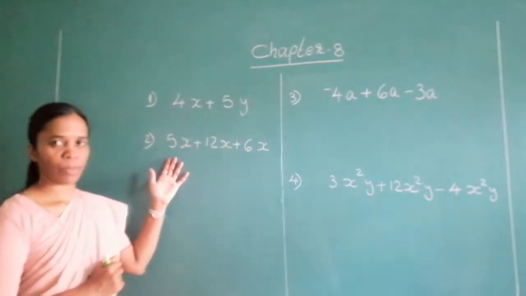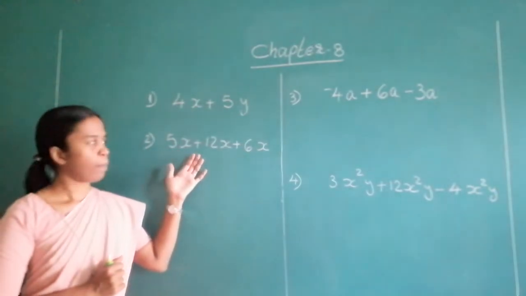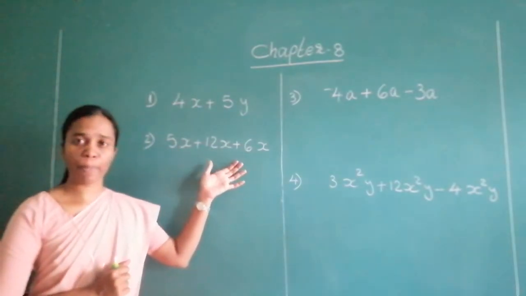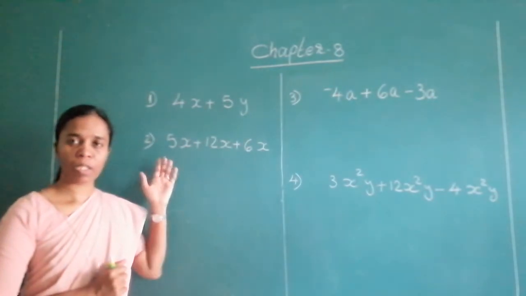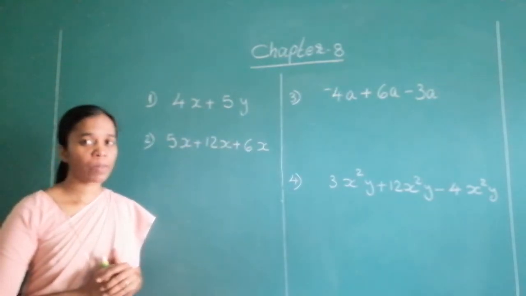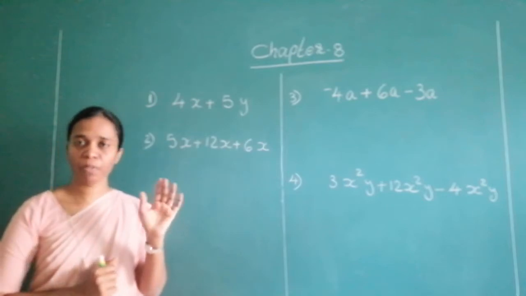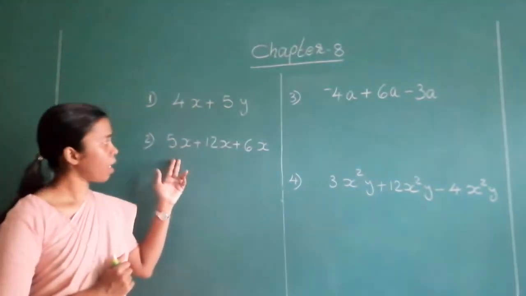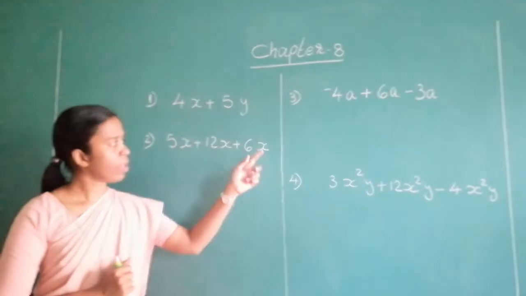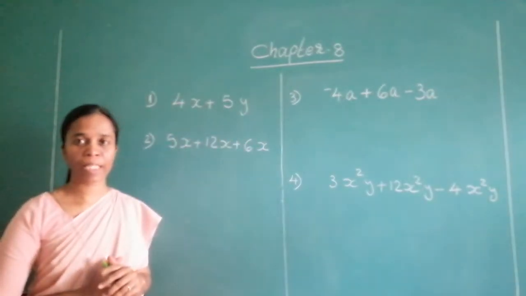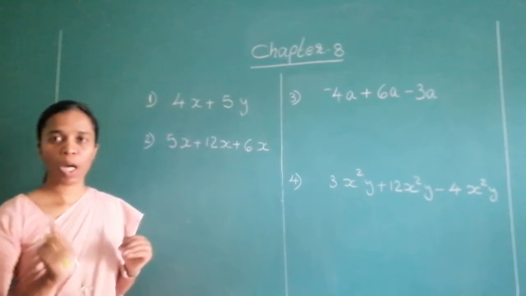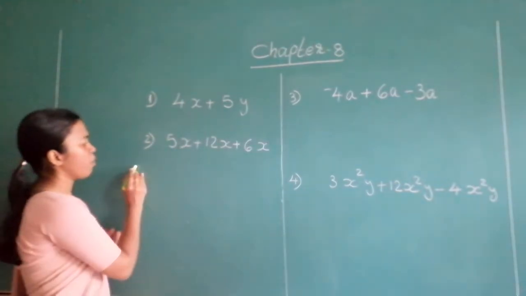Look at the second one. 5x plus 12x plus 6x. Are they like terms? What is the condition to be a like term? Same variable with same index. Are they? Variable is same. All the power is 1. So they are like terms. So we can add. So how do we add them?